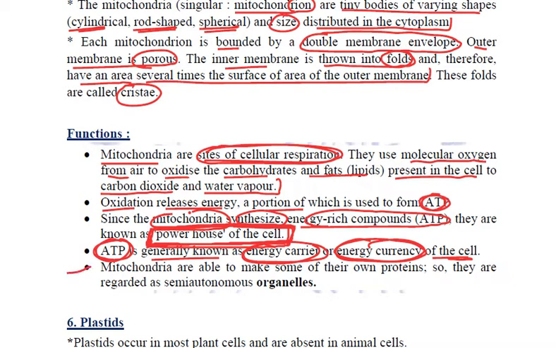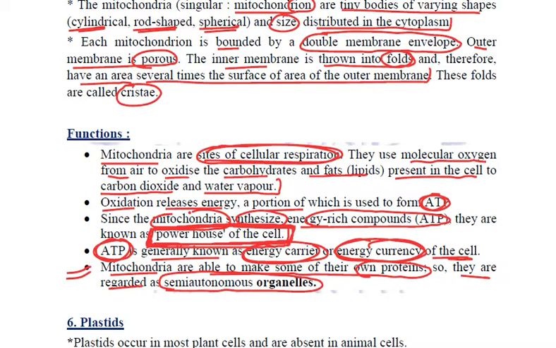Very important point in the functions of mitochondria is that mitochondria are able to make some of their own proteins. Because they are able to make their own proteins, they have got their own DNA, their own genetic material, because of which they are able to regenerate themselves. And that is why they are regarded as semi-autonomous organelles. They are partially autonomous, working on their own, because they have got their own DNA and proteins. They have got their own genetic material. This is very, very important in mitochondria.